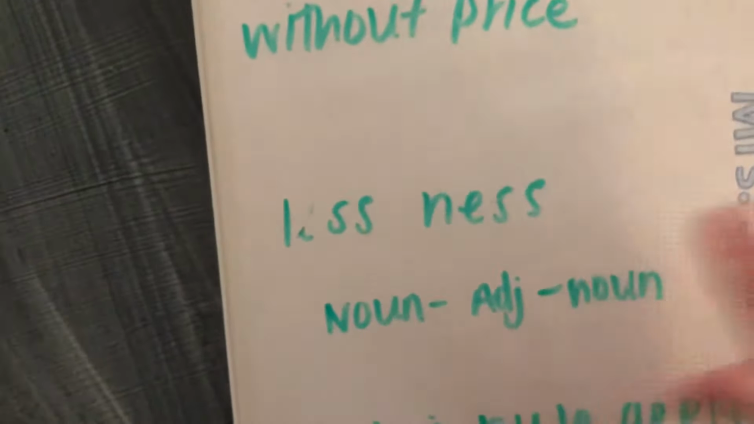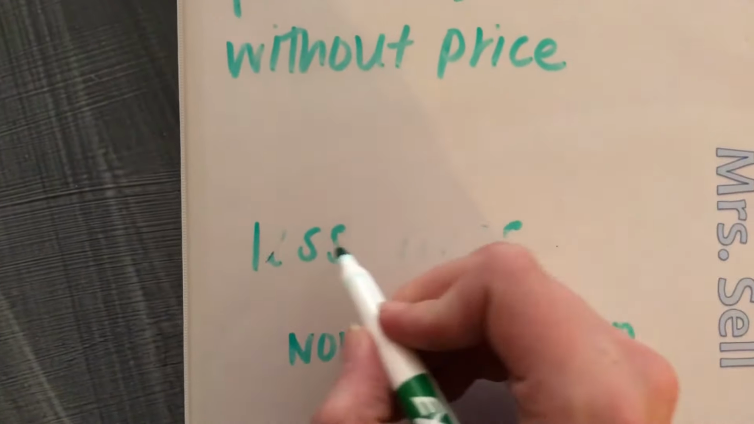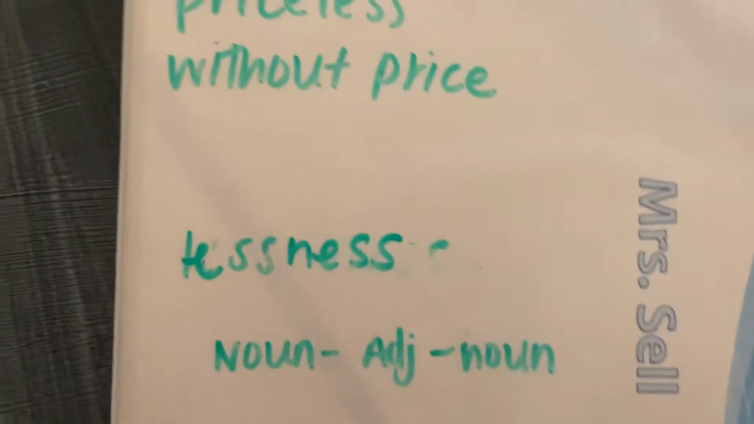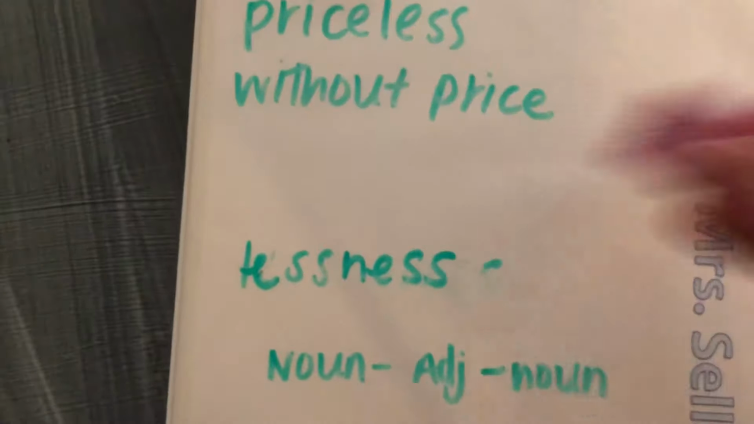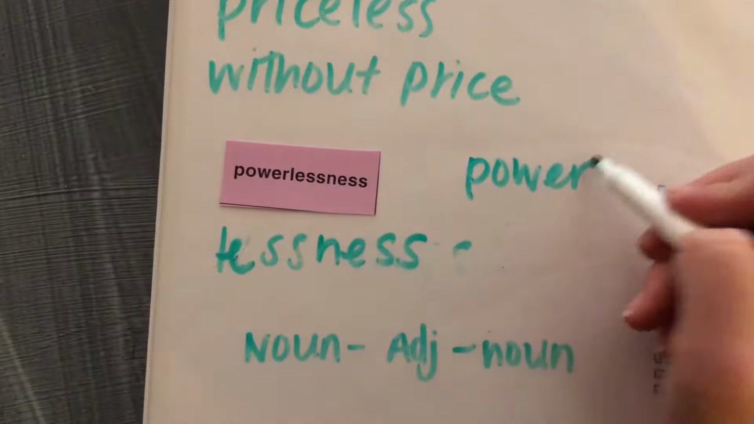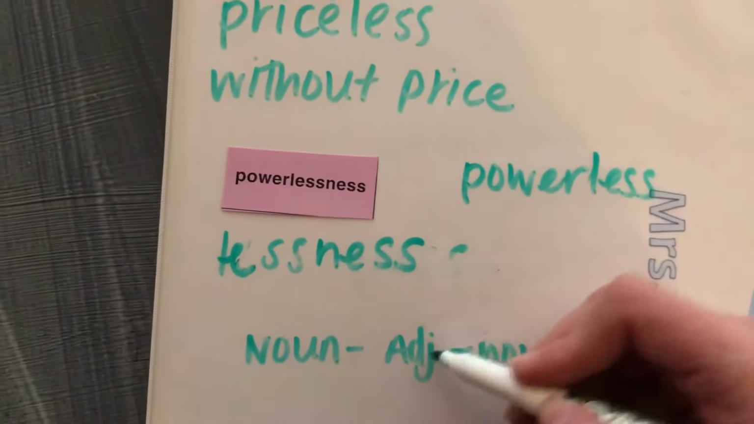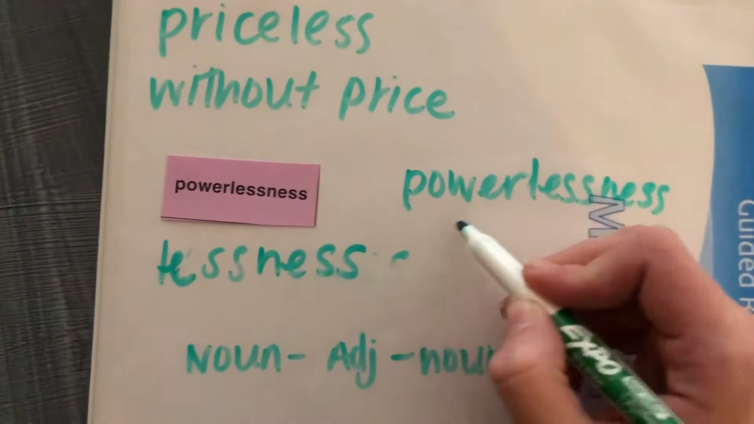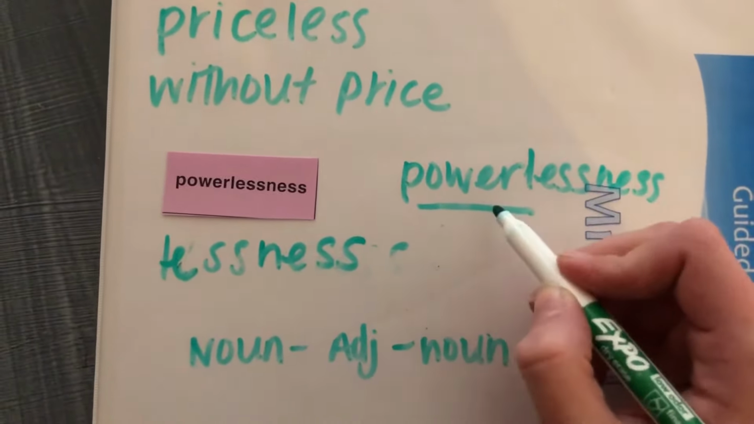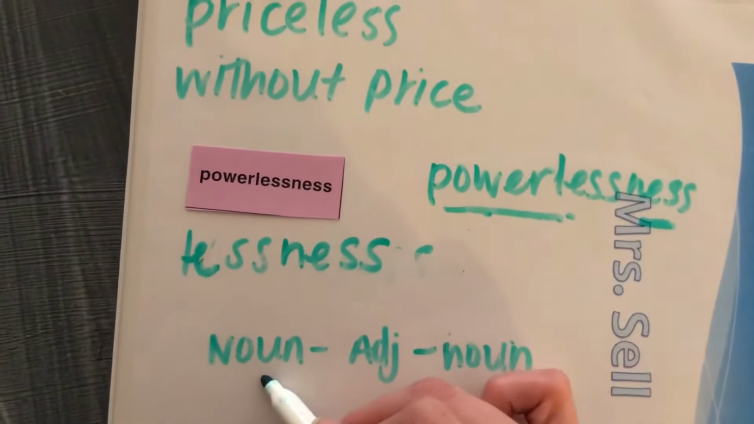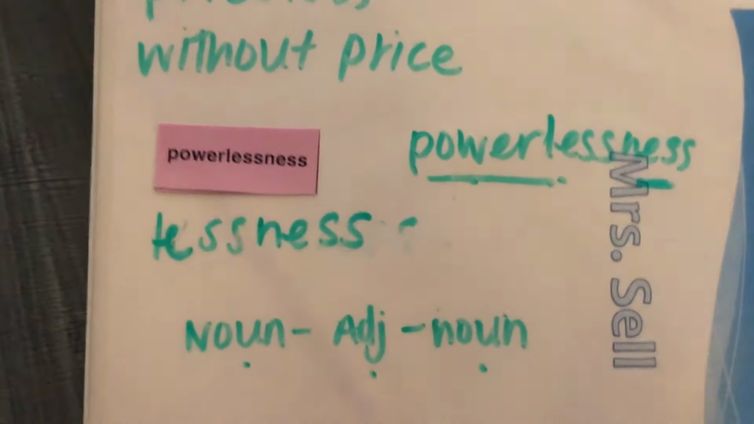We also have a couple words that end with lessness. For example, powerlessness. And power is a noun. When we add less, it makes an adjective. And then when we add ness, it turns it back into a noun. So this literally means without power as our state of being. And it goes from a noun to an adjective to a noun. So I thought that was kind of interesting.